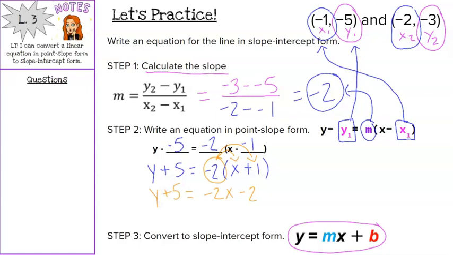And then we want to make our equation y equals, which means I have to get rid of this plus 5. How do I get rid of plus 5? With a minus 5 on both sides. Y equals negative 2x. Negative 2 minus 5 is negative 7. So there is our equation in slope-intercept form.